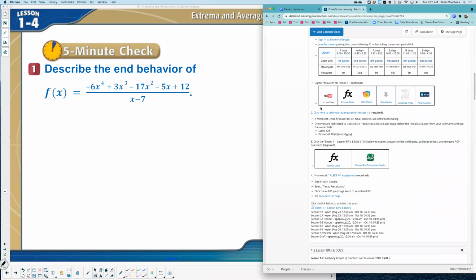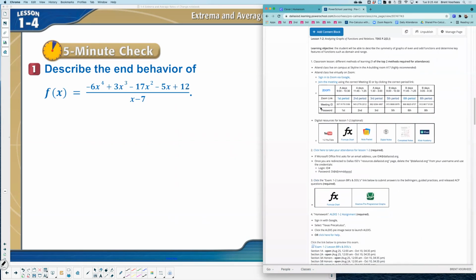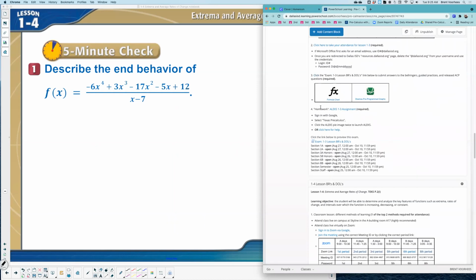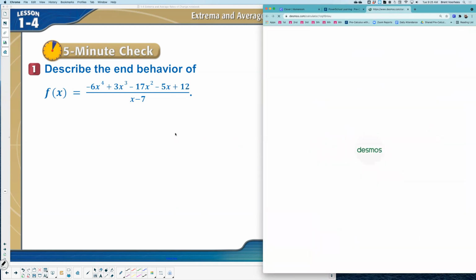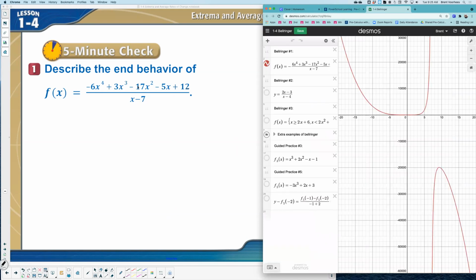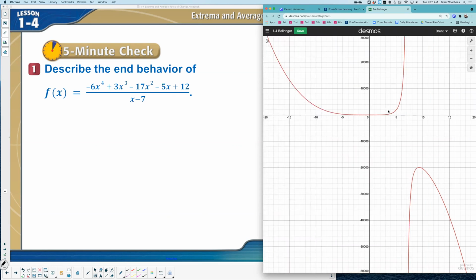you will notice that there are two Desmos links. So I'm scrolling down until I find 1.4. There's 2 Desmos links. Here we go, 1.4. There's a bell ringer on Desmos icon, and there's a Desmos pre-programmed graphs. I would suggest you click on the bell ringer on Desmos this time, and that'll directly open up some of these graphs for you. And the first one I've zoomed in to the right window so you can really see what's happening well.